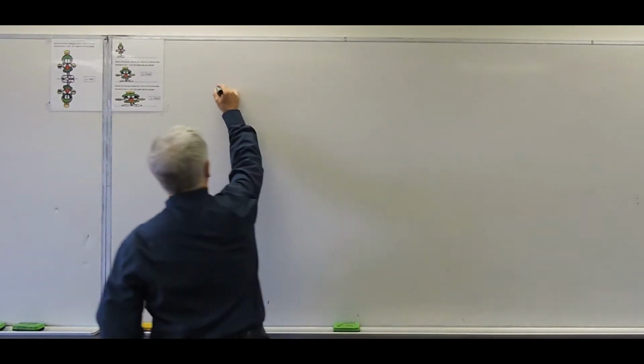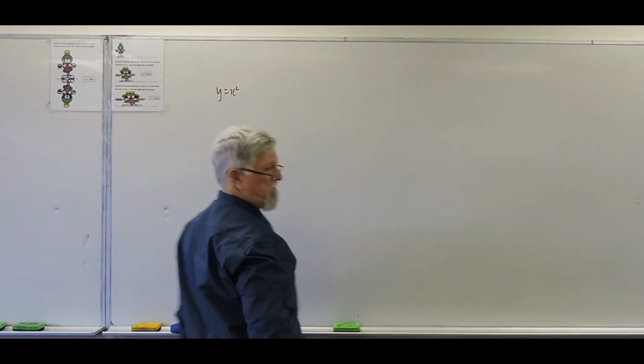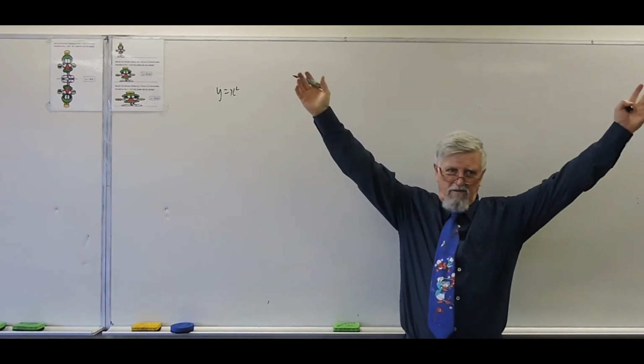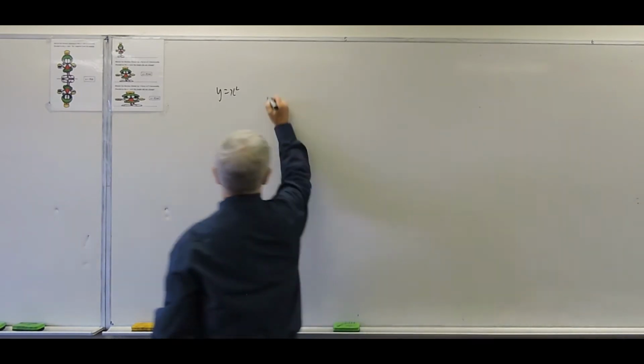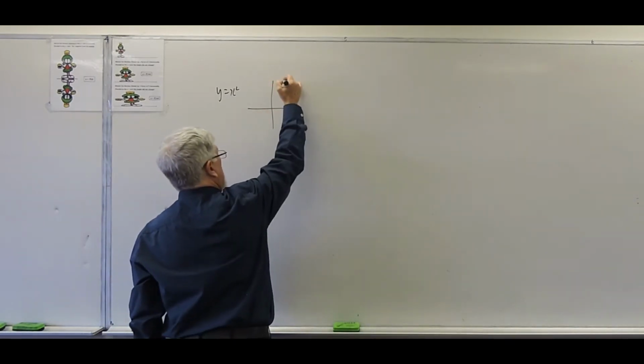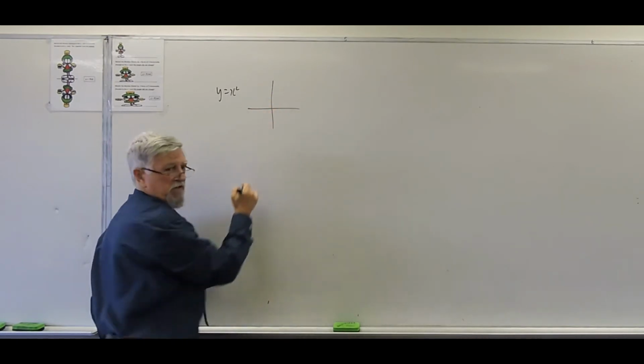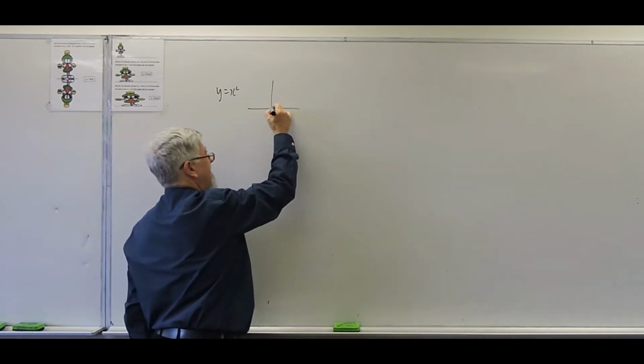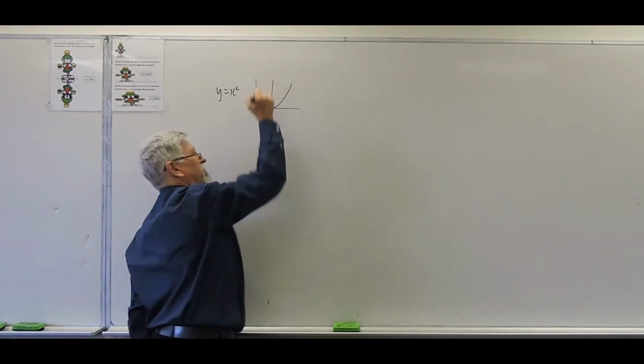If a graph said y equals x squared, what shape is it? Can you show me? It's one of those. By the way, is it up there, over there, or where is it? In the middle. Isn't it nice if you say in the middle? I understand what it means by in the middle.